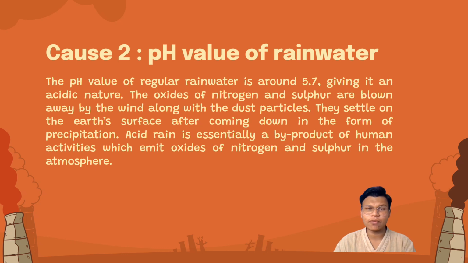Cause number 2. pH value of rainwater. The pH value of rainwater is around 5.7, giving it an acidic nature. The oxides of nitrogen and sulfur are blown away by the wind along with the dust particles. They settle on the Earth's surface after coming down in the form of precipitation. Acid rain is essentially a byproduct of human activities which emit oxides of nitrogen and sulfur in the atmosphere.